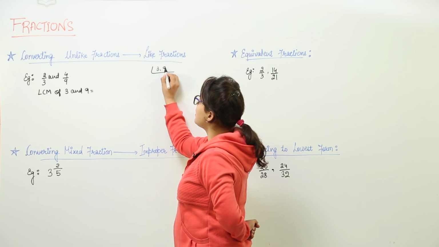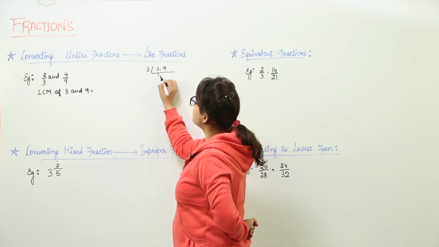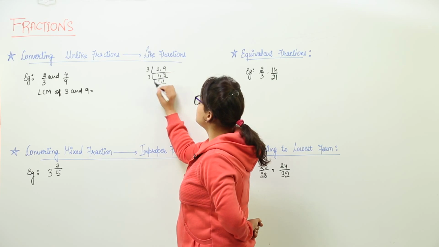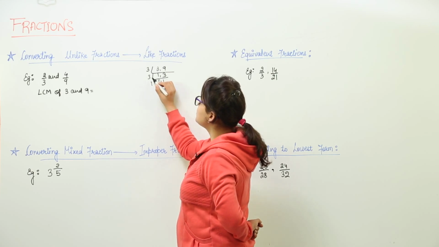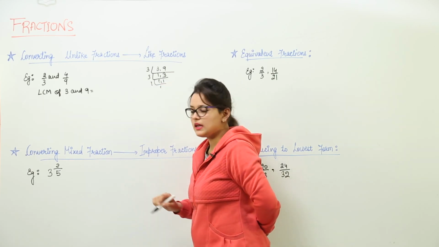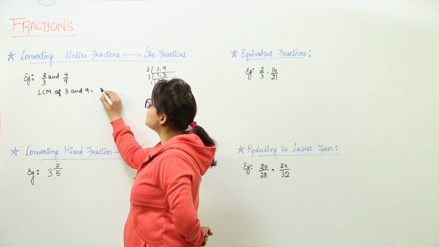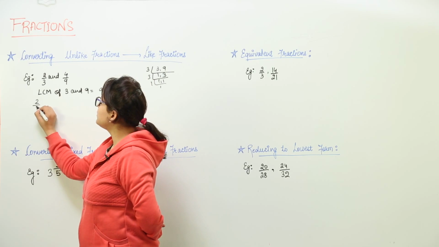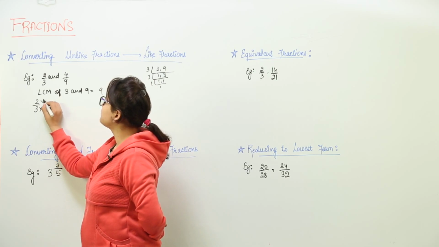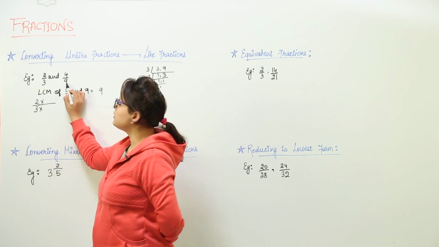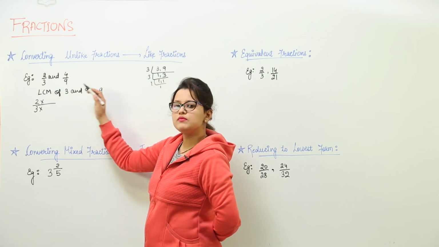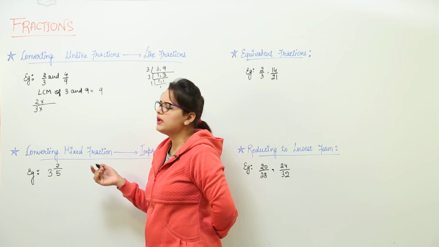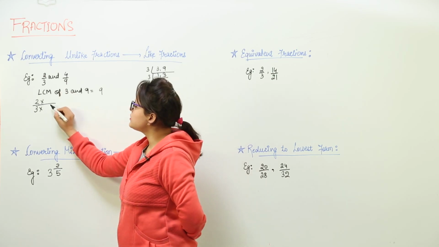Let us find that out. 3 ones are 3, 3 threes are 9. Again 3 ones are 3. So we get 3 into 3 into 1, that is 9. So we get the LCM of 3 and 9 as 9. Now you have to make the denominators same for both, because the denominator for the other one is already same. We'll deal with it later on, or you can deal with it for the first step only. But let us start from the first one.